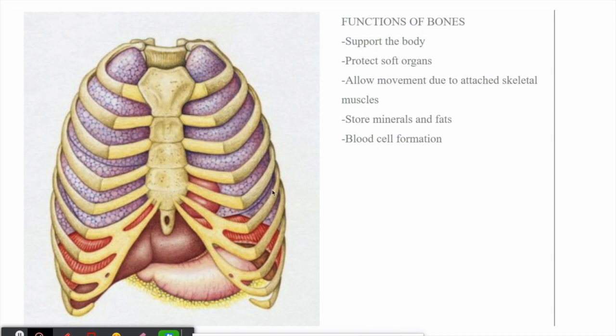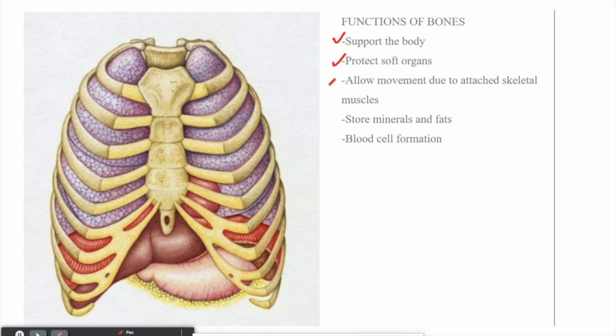Okay, functions of the bones. Okay, they're going to support the body. They're going to protect your soft organs. Okay, we can see here we have a lot of soft organs, the lungs, the stomach, the liver. Okay, kidneys, portions of your kidneys are behind your rib cage. Okay, your skull obviously protects your brain. Your vertebrae protect your spinal cord. Okay, things like that.